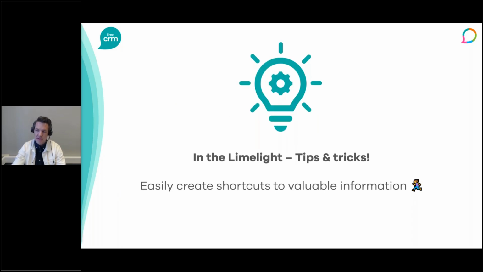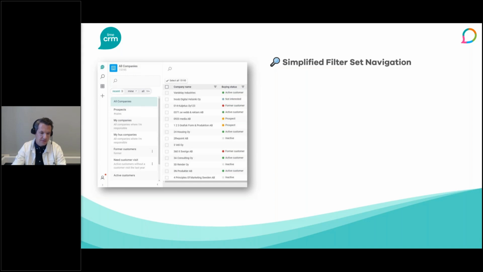So the first thing that I want to talk about is simplified filter set navigation. And you know, filter sets, they are great. They make it possible to quickly find what you're looking for and use the information for creating smart signals such as info tiles. However, we have received feedback that it previously was hard to find the filter set you were looking for. Usually not a problem in the beginning of your Lime CRM journey, but as you add more and more filter sets, the harder it gets to get a really good overview.